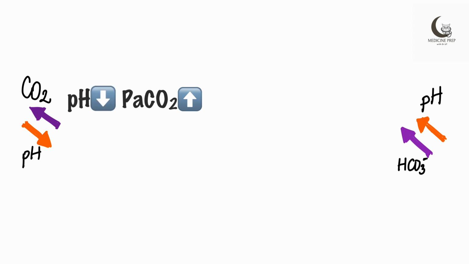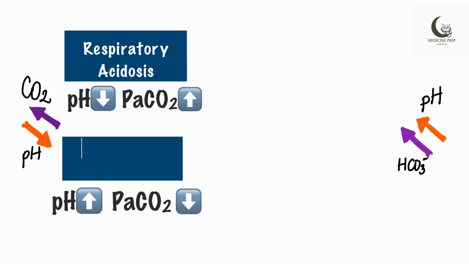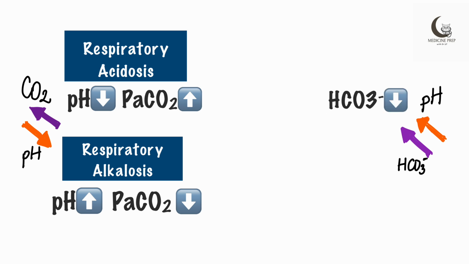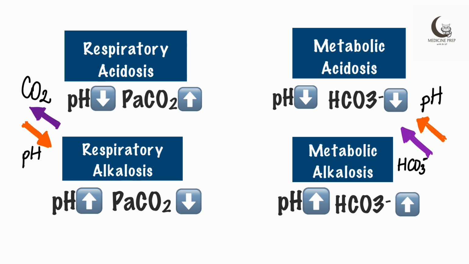In respiratory disorders, the pH and arterial carbon dioxide move in opposite directions. If the arterial carbon dioxide increases, the pH falls. That's respiratory acidosis. If arterial carbon dioxide decreases, pH rises. That's respiratory alkalosis. In metabolic disorders, pH and bicarbonate move in the same direction. If bicarbonate decreases, pH decreases, that's metabolic acidosis. If bicarbonate increases, pH increases, that's metabolic alkalosis. Once you've identified the primary disorder, the next step is to check whether the body is compensating appropriately.